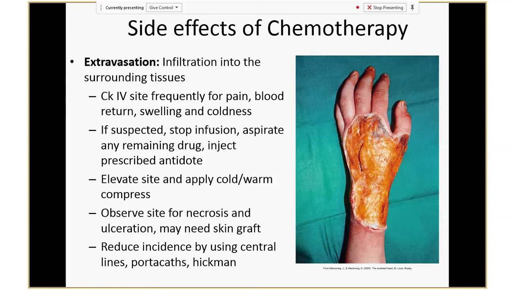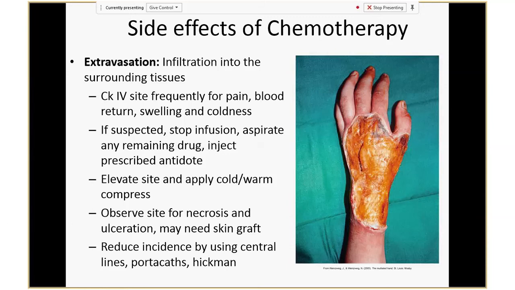What we're going to look for in patients that potentially could have early effects of this: they're going to have a lot of pain around their IV site. They're going to have no blood return, usually, and swelling. It's going to maybe be weeping or have blisters around the area, and it's going to be really cold because the circulation is poor.